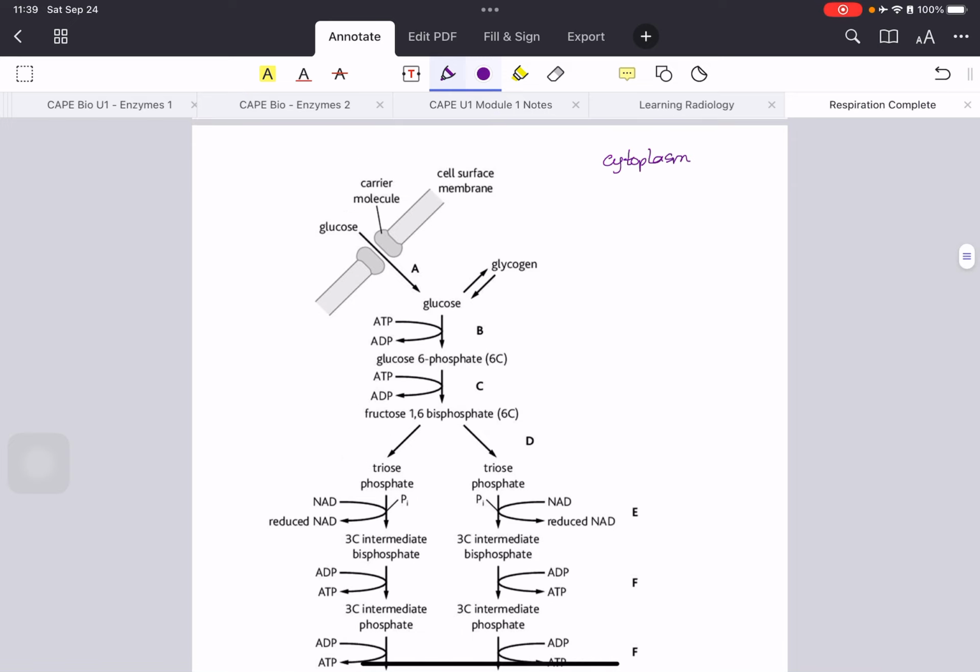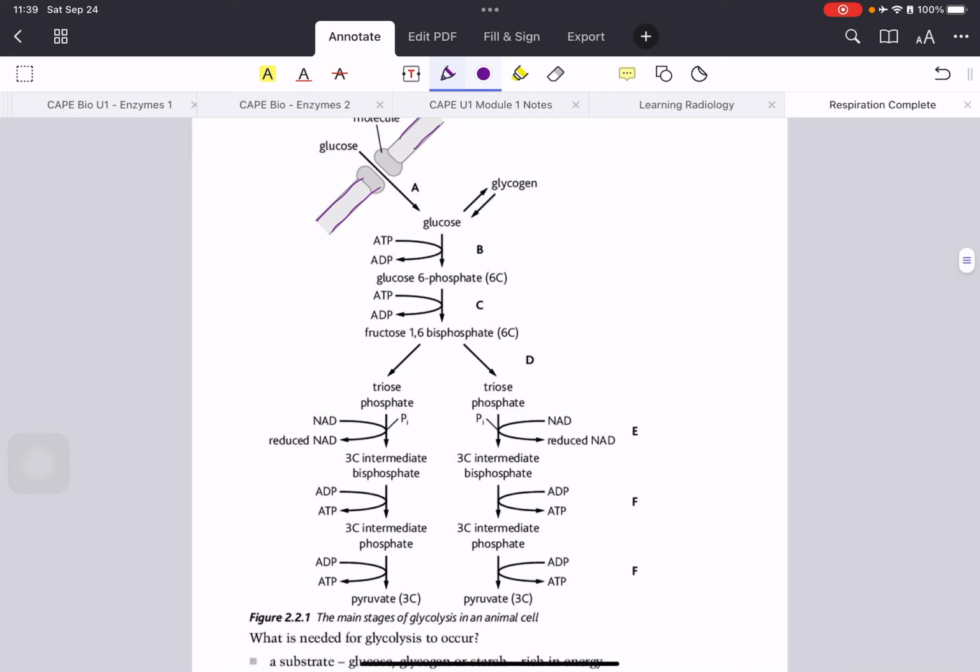So in A, you can see that the glucose enters the cell. So that's the cell membrane there, and glucose enters the cell. That's the first step of glycolysis, right? The glucose has to enter the cell via diffusion. And then once it's in the cell, you can see that glucose goes to glucose 6-phosphate and then fructose 1,6-bisphosphate by similar reactions using ATP. You can see ATP going to ADP, ATP going to ADP. So 2 ATP are actually used up.